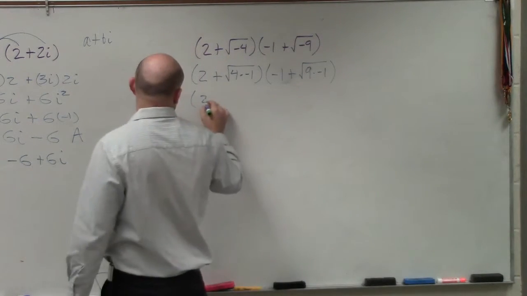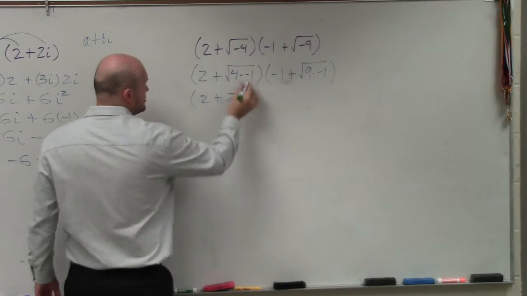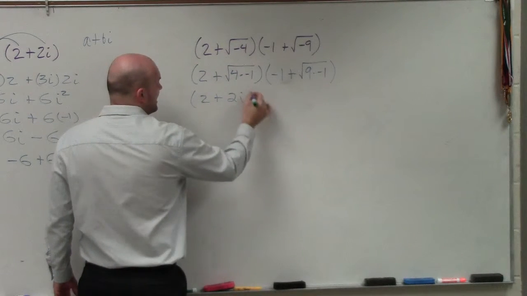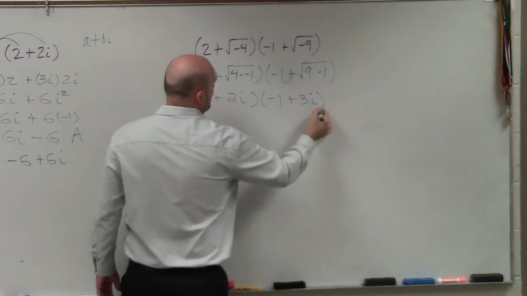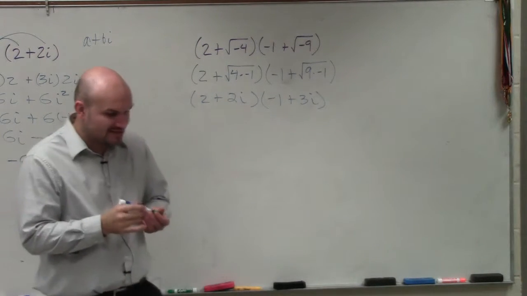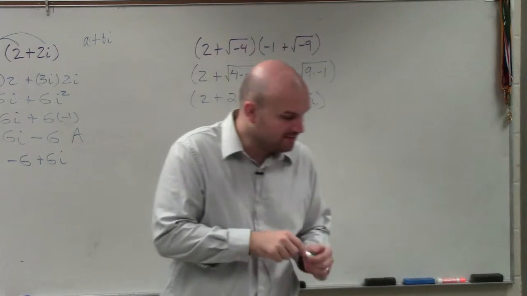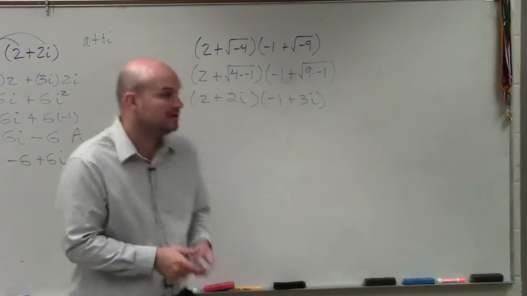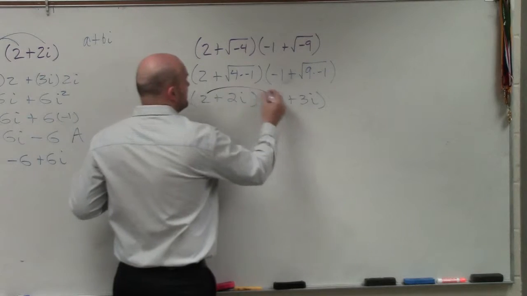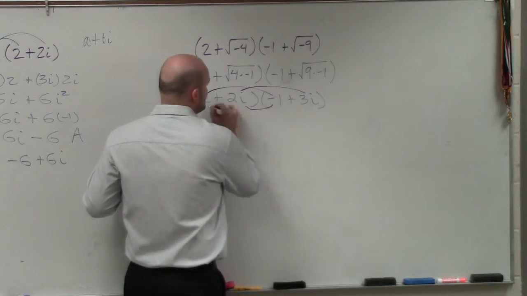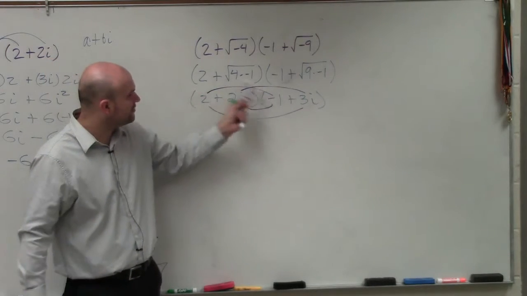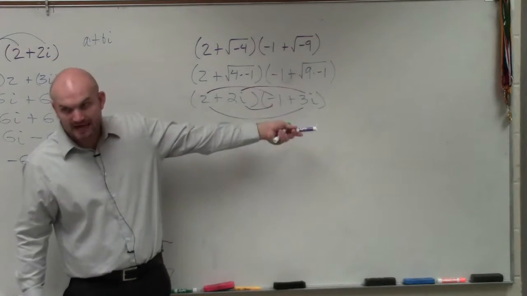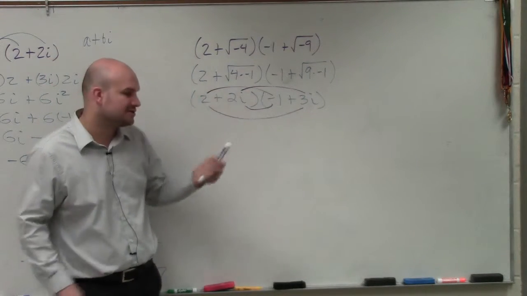So therefore, I have 2 plus the square root of 4, which is 2. The square root of negative 1, we use i, times negative 1 plus 3i. Now, I can simply use FOIL, or I could use the box method, whatever you're comfortable with. Or if you start getting really comfortable with this stuff, you can start multiplying in your head. But just remember, ladies and gentlemen, unless it's a difference of two squares, you have to multiply first, outer, inner, last. Right? You have to multiply each term by each term.